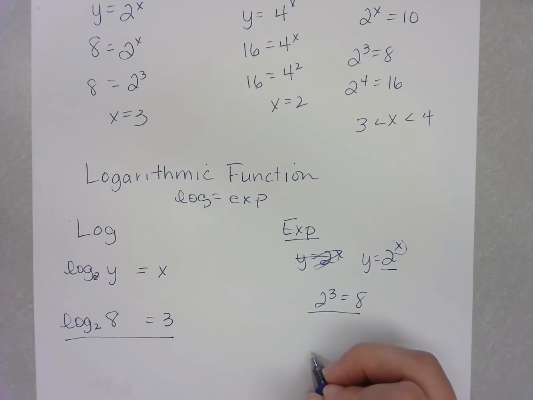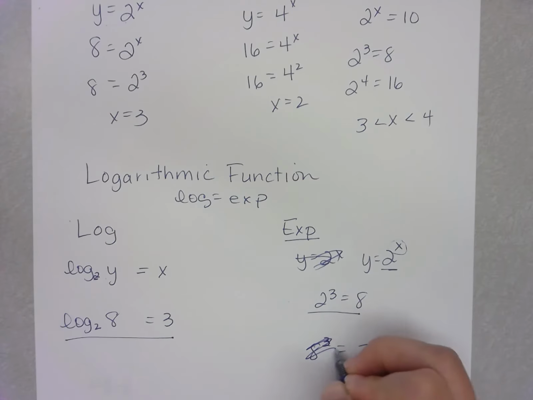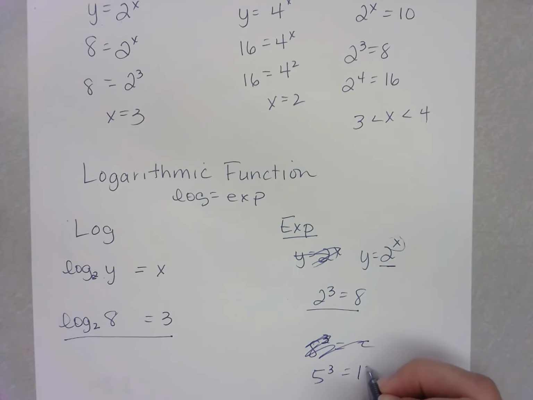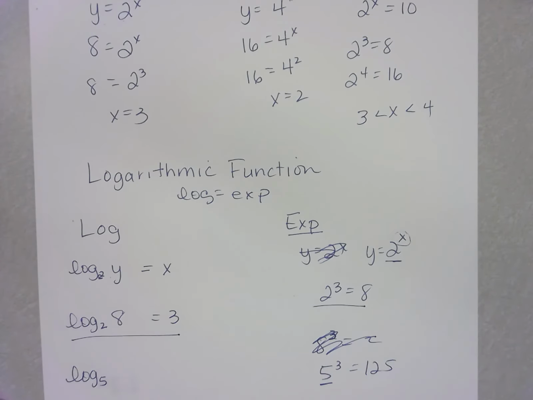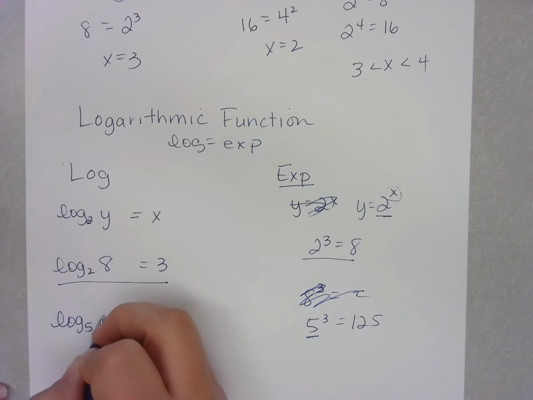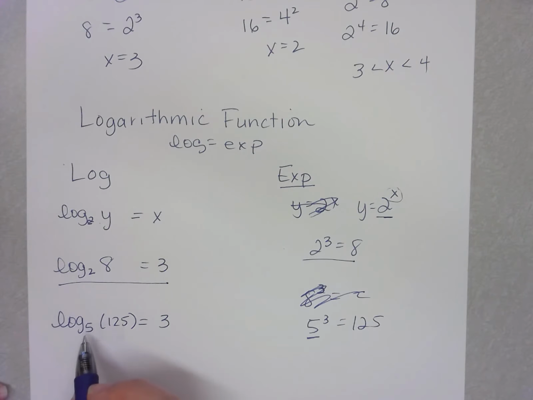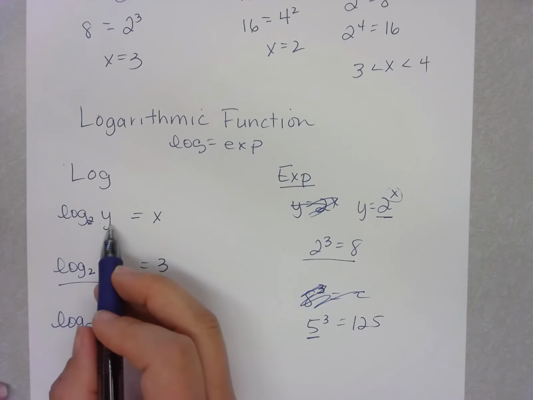What if I had 5 cubed is 125, okay? So that means I'm going to have log base 5, because this has a base of 5, so the base is the same, and then this is equal to the exponent, so here's my 125 goes in here. So this is asking 5 to what power gives me 125, right? That's like 5 cubed equals 125. 2 cubed equals 8. 2 to the x equals y.